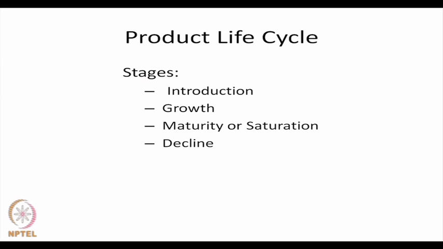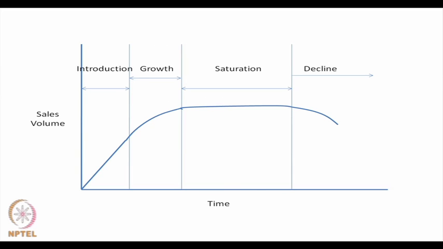Usually we say that there are 4 stages associated with product life cycle: introduction to the market, that is introduction stage, growth stage, maturity or saturation stage, and then finally the decline stage. And usually it is shown in this form. The x axis is time, normally years, and the y axis is the volume of sales.